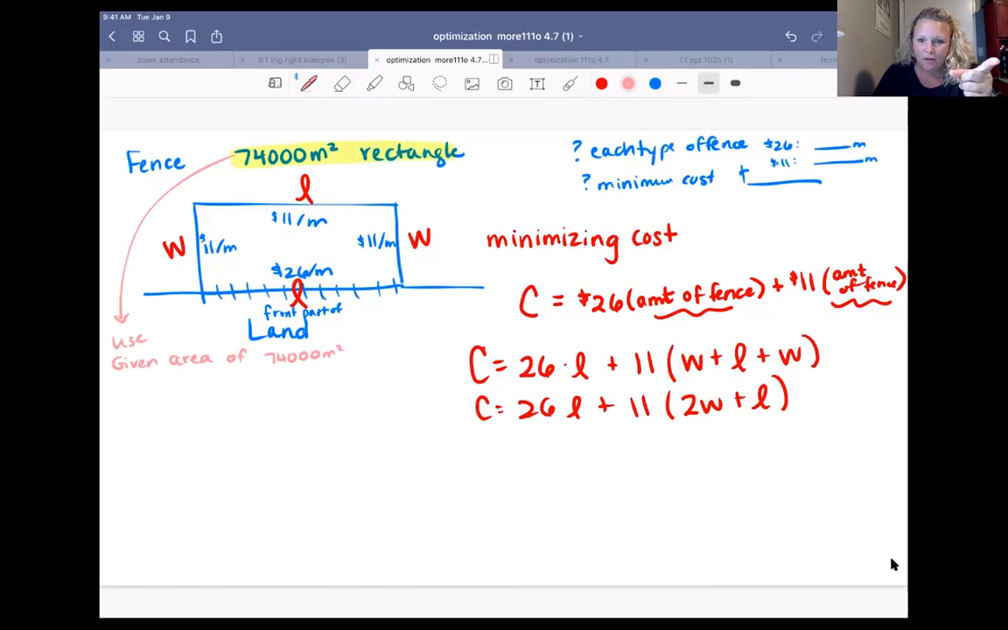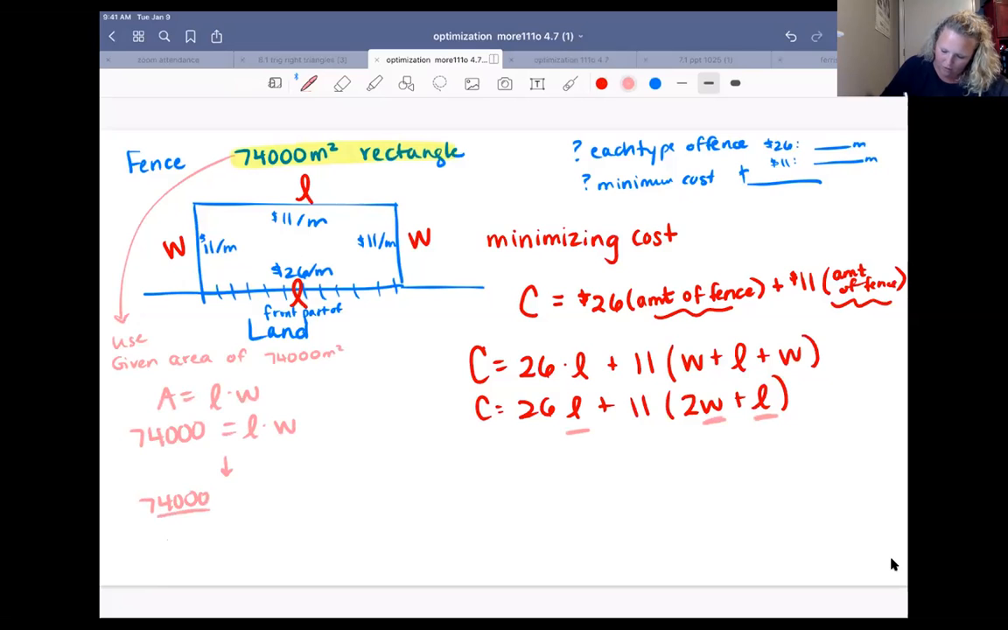So I have an L, and I have a W, and I have another L. As far as substituting and getting rid of one of those letters, what do you think would be the better choice? If I do area equals length times width, 74,000 equals length times width, should I do 74,000 over length equals W, or should I do 74,000 over W equals L?